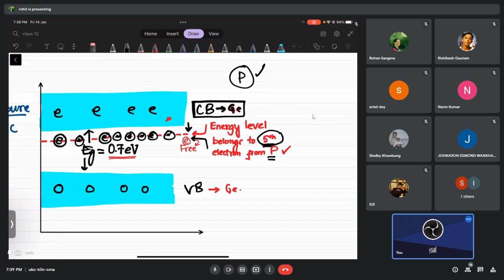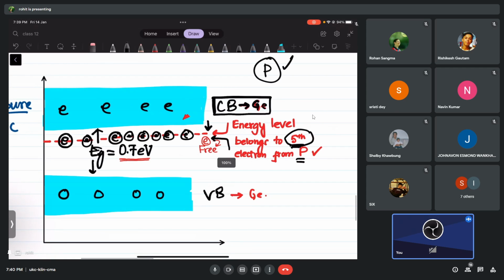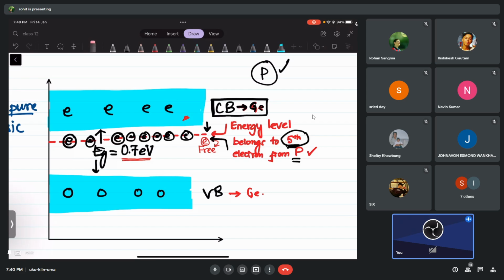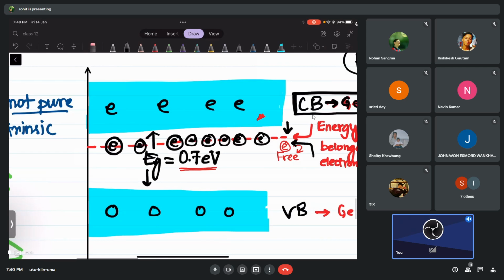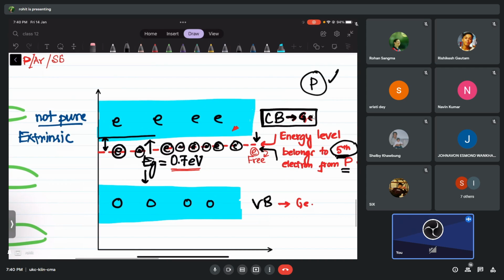Yes, correct. But do you agree that these electrons are in the conduction band or they're below the conduction band? Below. So they are not in the conduction band till now, right? All of you agree? But look at the idea, look at the advantage here. This gap between what and what? The conduction band and what, guys?